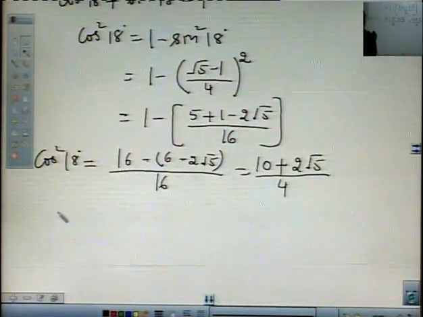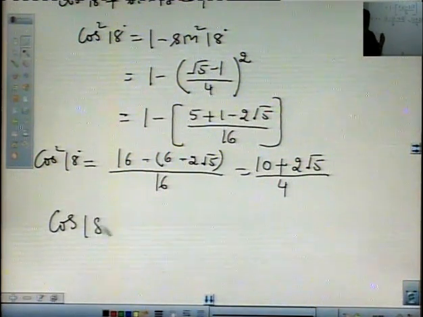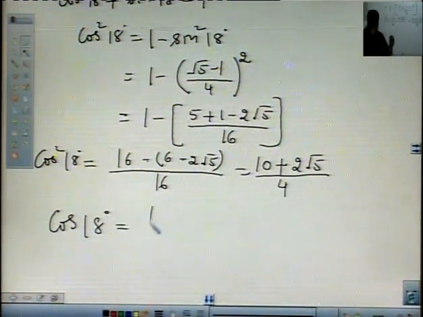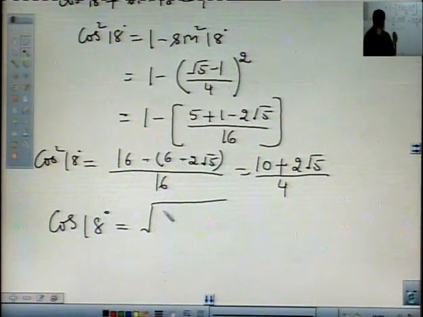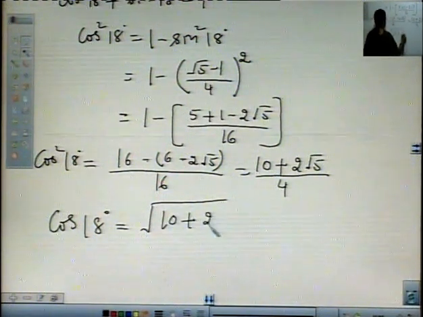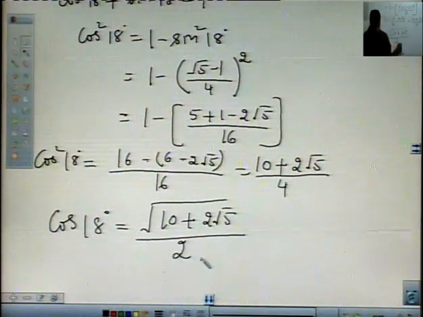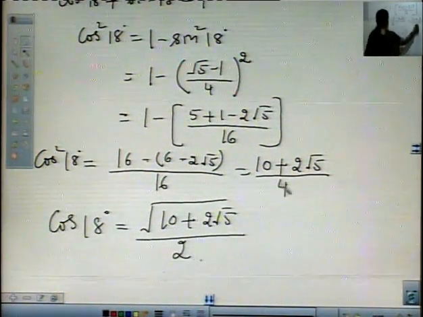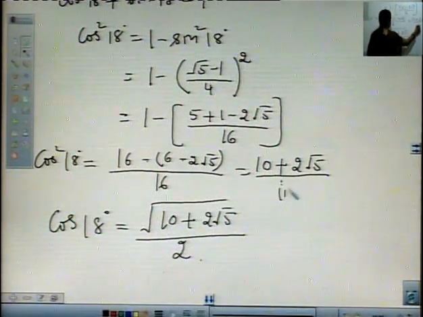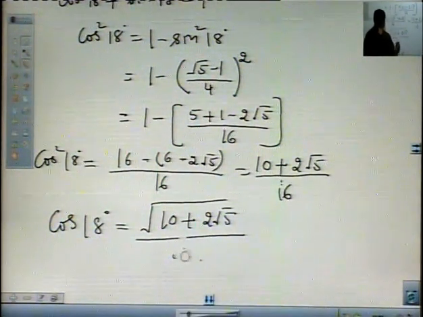Now the value of cos 18 will be under root 10 plus 2 root 5 upon 4, since the square roots of 16 and 4 are taken.